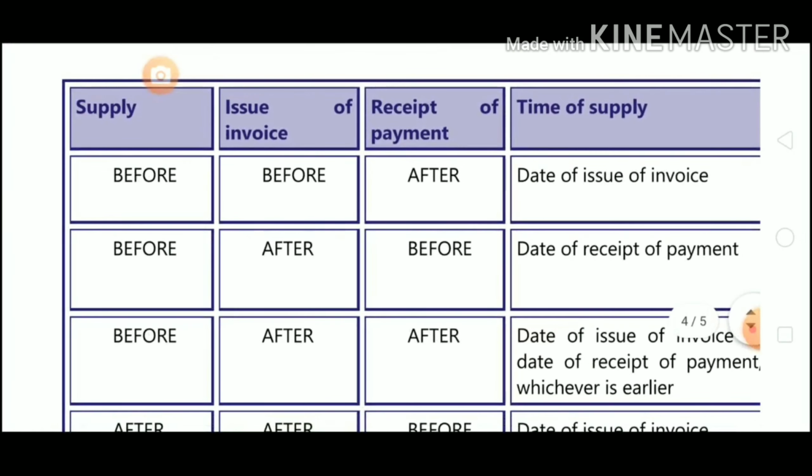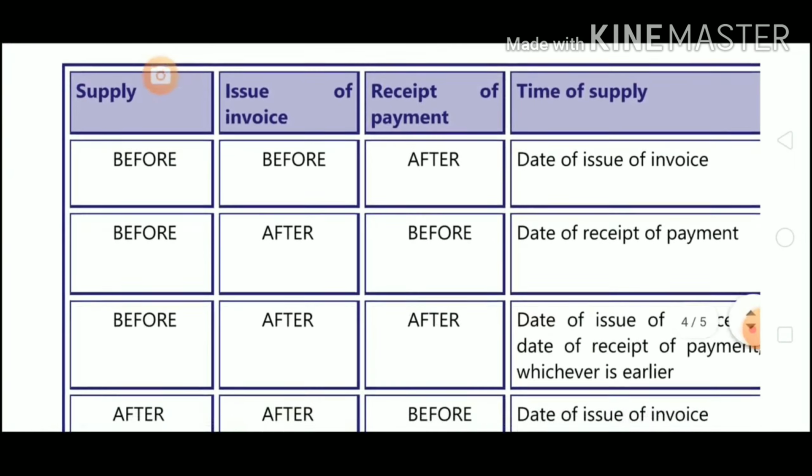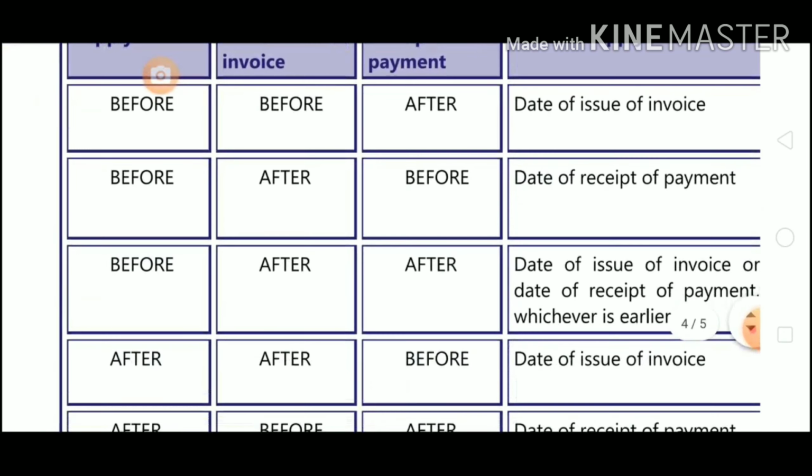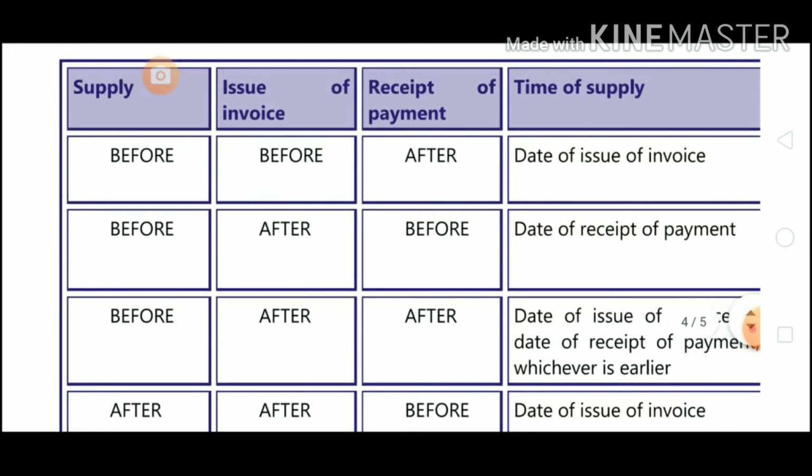So see this one. If supply takes place before change in rate of tax, invoice is issued before change in rate of tax, and receipt is after change in rate of tax, it is obvious that two events are taking place before change in rate of tax, so we'll take the old rate. Now what will be the time of supply? Time of supply in this case will be the date of issue of invoice. Okay. Now the second one is if supply takes place before, invoice is issued after, payment received before. So we'll take the old rate because two events are taking place before change in rate of tax, and in this case time of supply will be receipt of payment.